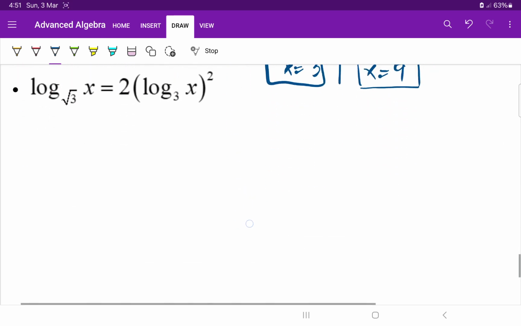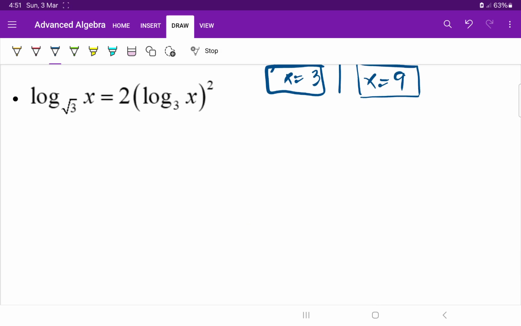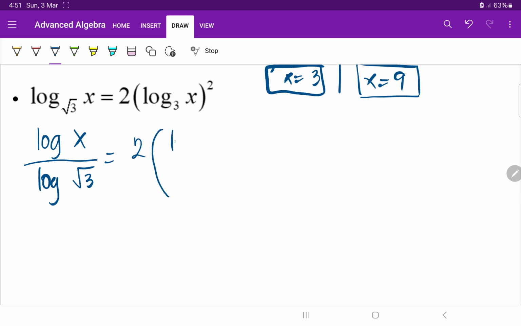Last item. So, what if ganito? Let's try to do this. Let's try again the change of base formula. So, this is log x over log square root of 3. So, this is 2 times the quantity log of x divided by log of 3, squared. So, I'm going to use again the base 3. Para ma-simplify natin, the left side becomes log base 3 of x.